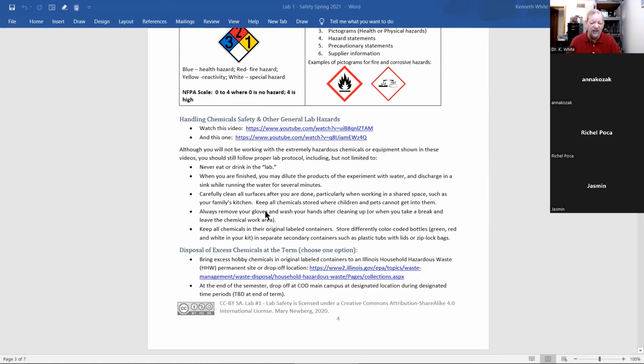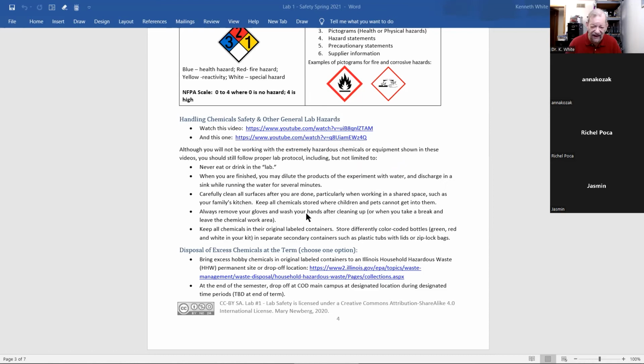Now, a couple of things I do want to talk about. You should never eat or drink while you're doing the lab, because you can contaminate things with chemicals. And some of the things you should dilute and just run down your sink. I'll talk about each of the further labs this semester, how to dispose properly of any of the chemicals you use or any of the equipment that's used.